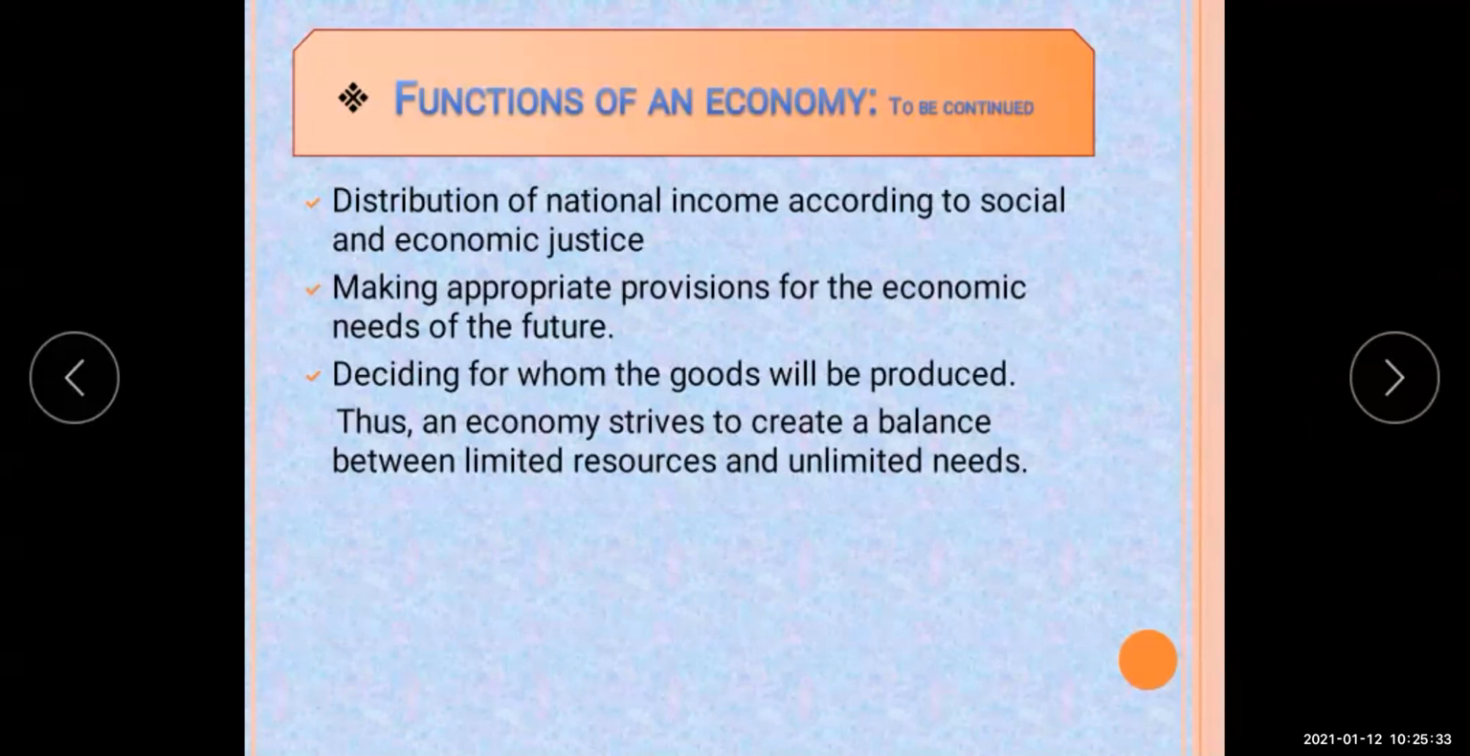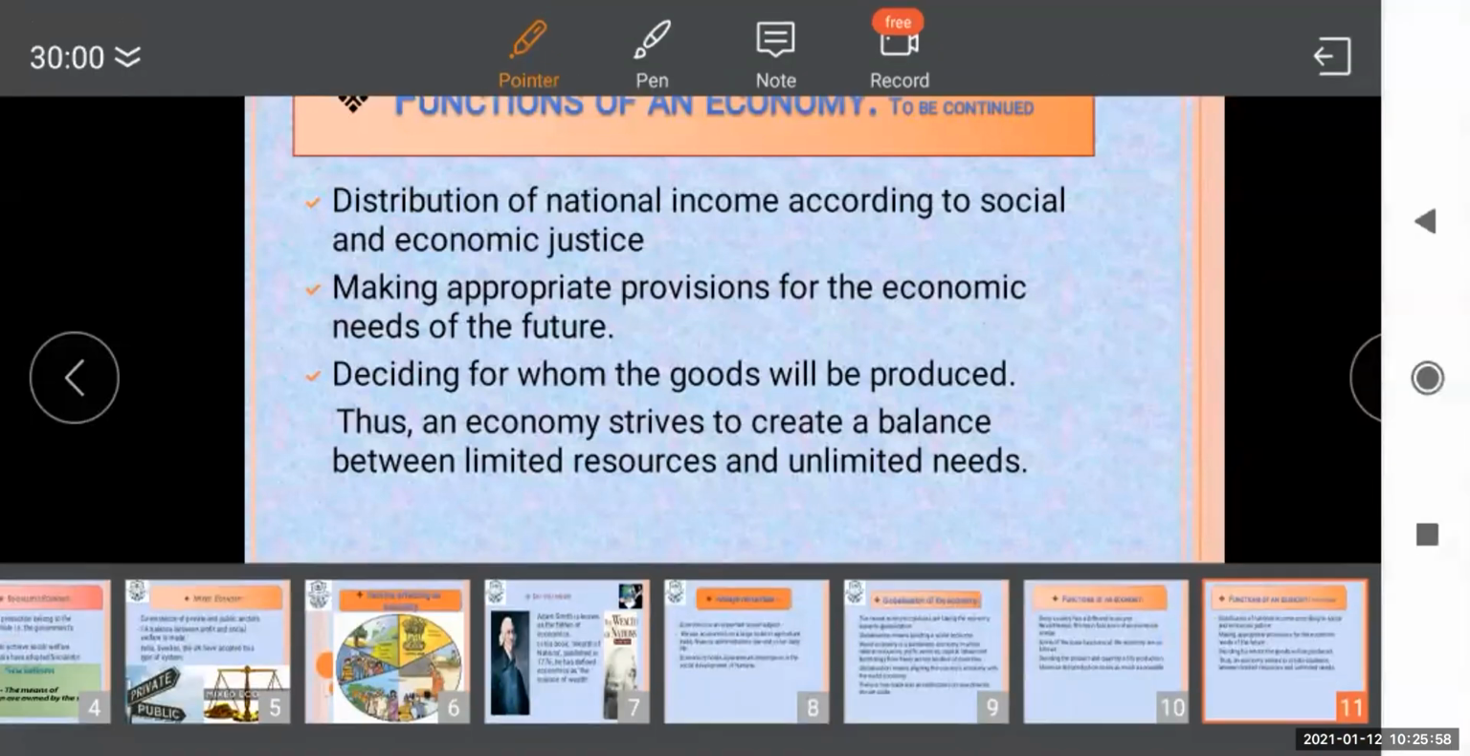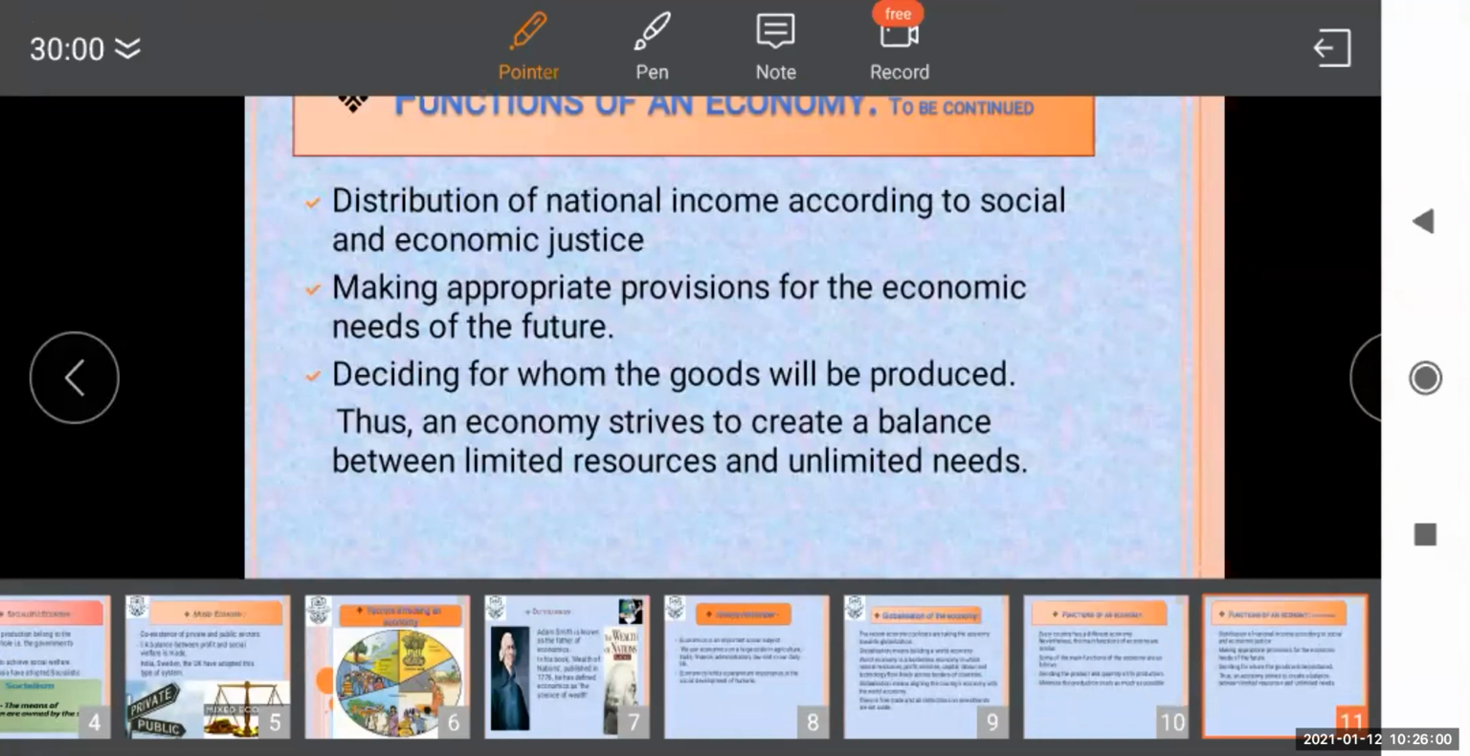So here they are saying that whenever the national income is being distributed, it should be according to social and economic justice. You have to think that whenever a product is being manufactured, each and every society member should be able to buy that product. So in this third point, they have explained this.